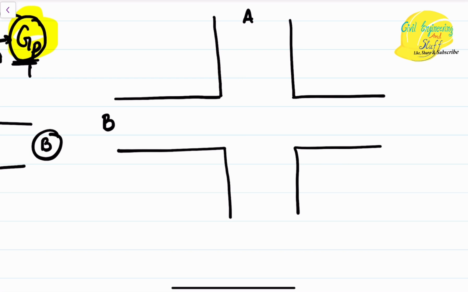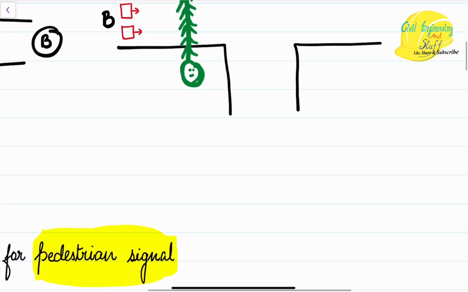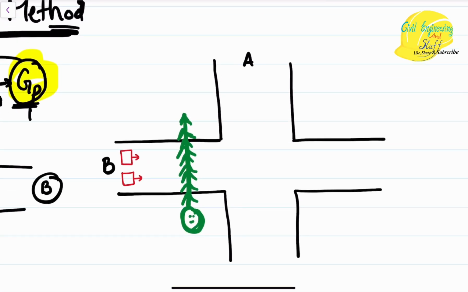Likewise, if the movement of pedestrians is allowed in road B, will the movement of vehicles be allowed in road B? I'll again repeat. If we have allowed the pedestrian to cross this road width, will vehicles be moving in this road section, in road B? The answer is no, right? For the safety of the pedestrians, as and when the pedestrians are crossing road B, we will not allow the movement of vehicles in road B.